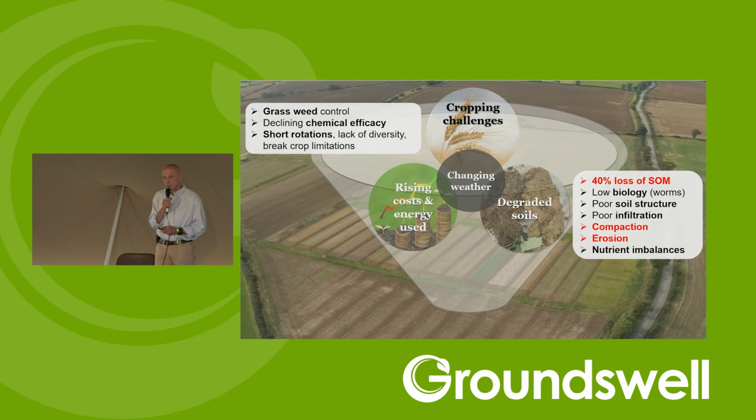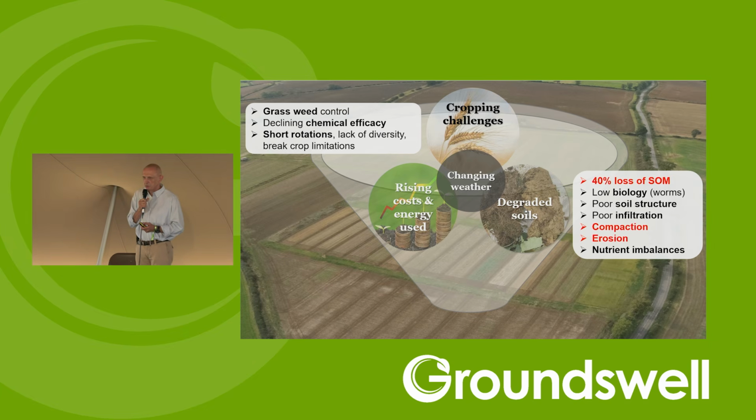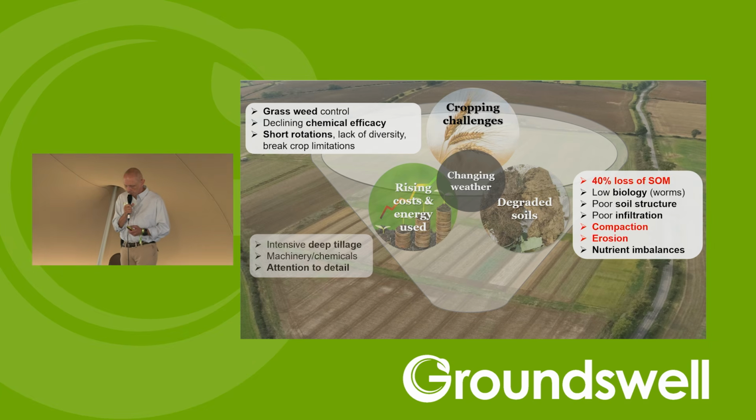And then we have degraded soils, as I've already mentioned. We have a 40% loss of soil organic matter in the field margins. We started with very low soil biology, about 4 worms per spadeful. Poor soil structure, big, angular, blocky lumps of soil that didn't infiltrate water very well. Significant levels of compaction, often erosion events. We're on a slope, and many nutrient imbalances. I'll come back to all of those later on.